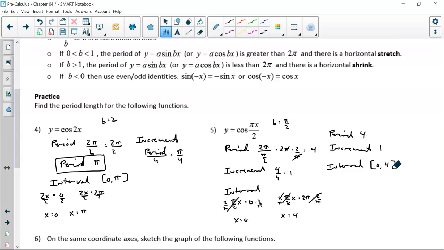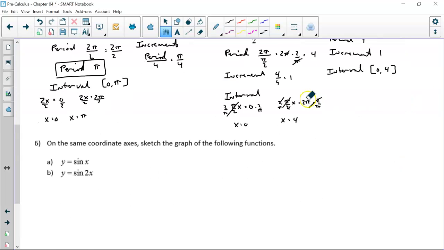So what that means and how that affects us, we're looking at sine here. So remember, sine goes 0, max, 0, min, 0. That's how the key points work for sine.